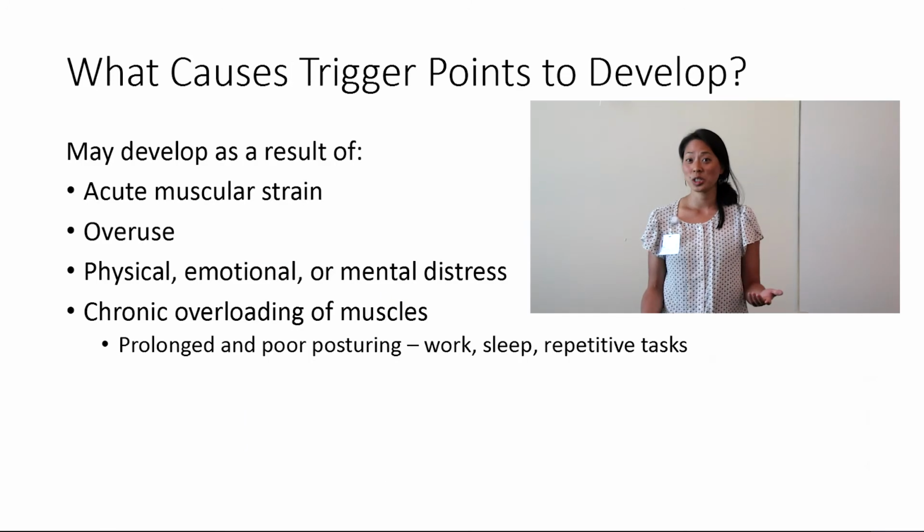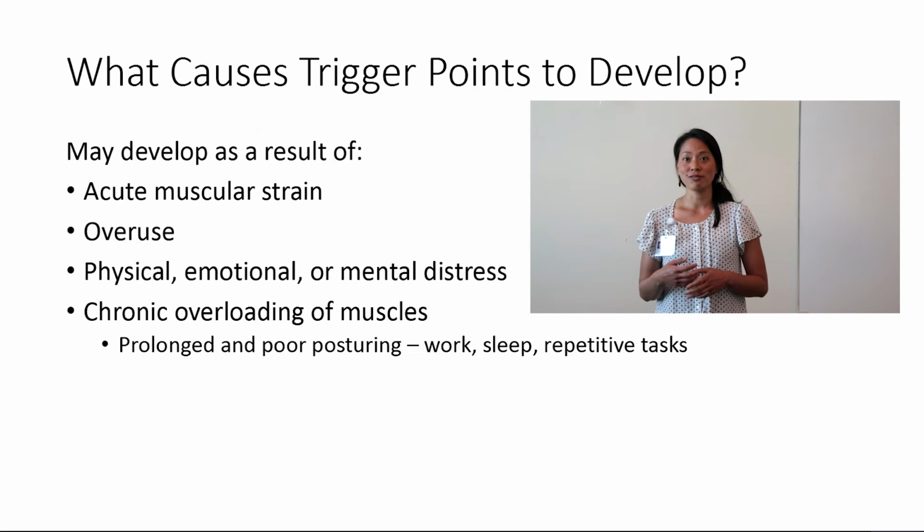So what causes trigger points to develop? All of us develop tight bands in our muscles as we go about life, but some more than others. A trigger point might develop following an acute muscular sprain, overuse, emotional and mental distress, such as during a car accident, a fall, a sprain or fracture, or excessive or unusual exercise. It can also develop following chronic overload of our postural muscles because of prolonged or poor posturing during work or sleep habits or by repetitive work tasks.